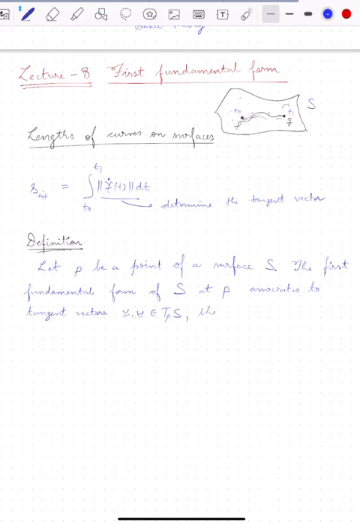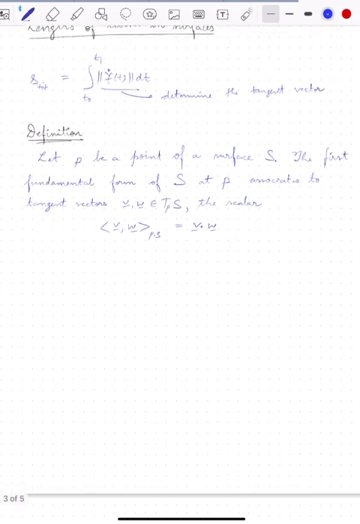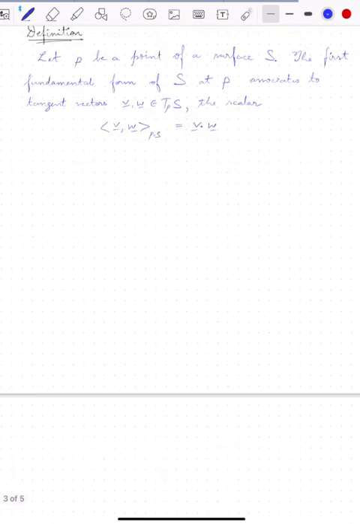So at every point P, we associate to tangent vectors V and W the scalar, the inner product of V and W with respect to S, and this is equal to V dot W. So this is just the dot product. Looks very innocuous, right? So here V vector, W vector at P vector, comma S, is just a dot product.